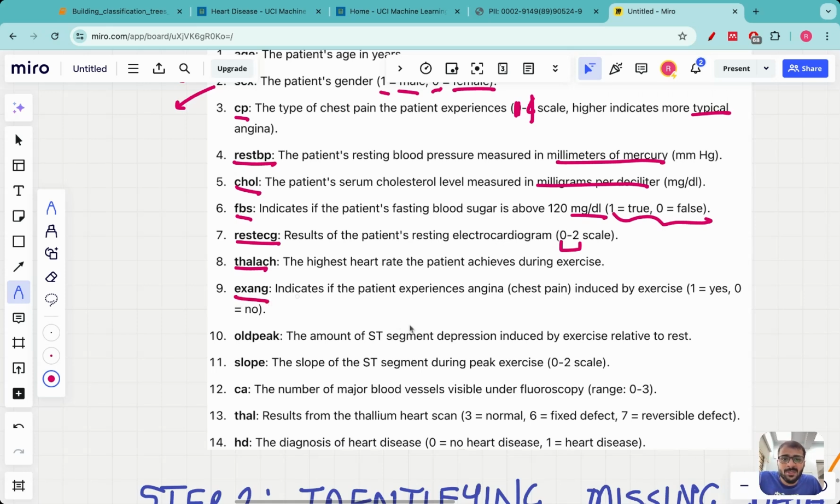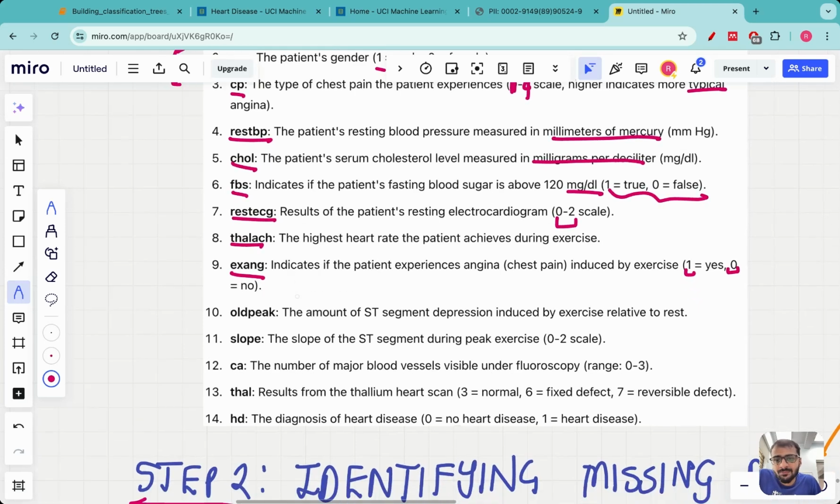Then the variable is exang. This indicates if the patient experiences chest pain induced by exercise. Again, this is a categorical variable. It either takes values 1 or 0. 1 means that the person does experience chest pain induced by exercise. 0 means that they do not.